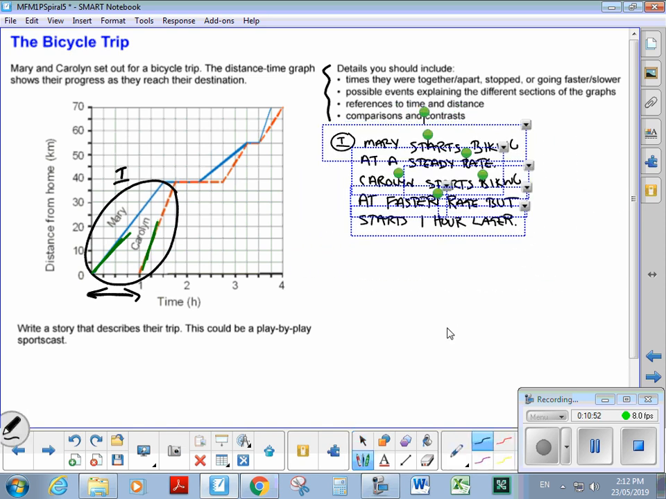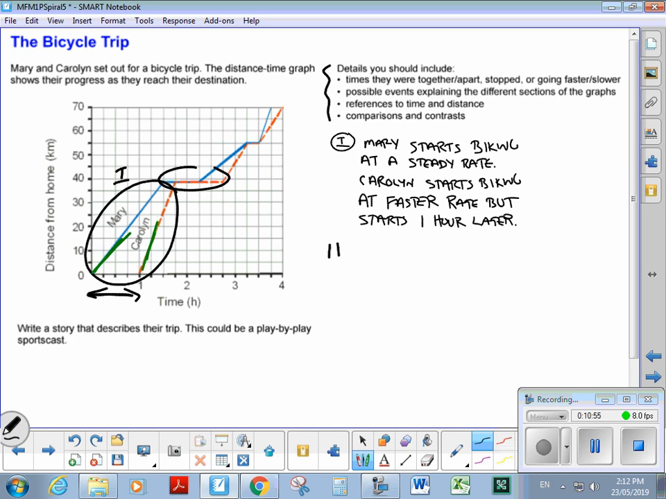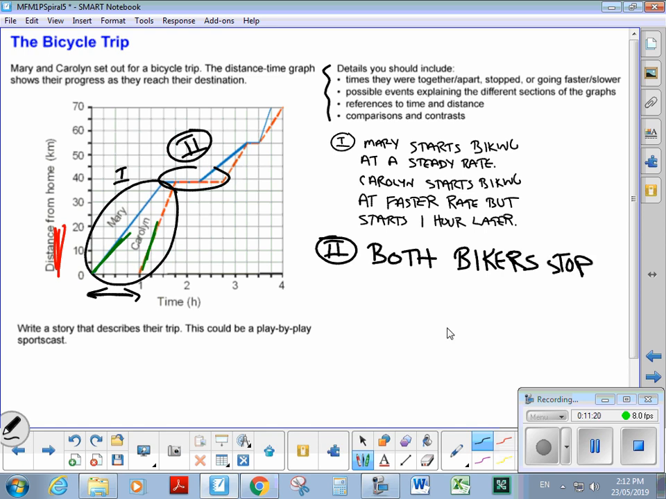So now let's look at stage 2. What happens in stage 2, and we can describe both of them in this case. In stage 2, now it's a horizontal line, so that means there's no change. You're asking no change in what? It's whatever's on the y-axis. There's no change in distance. So both bikers stop. If we take a peek here, 1, 2, 3, 4, they stop for different lengths of time, but both bikers stop, we'll say, for a break.